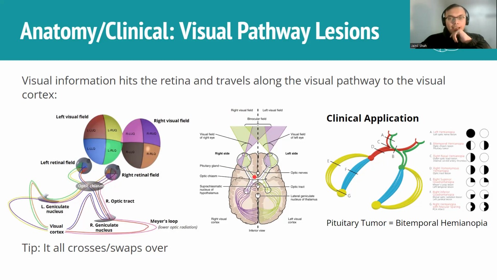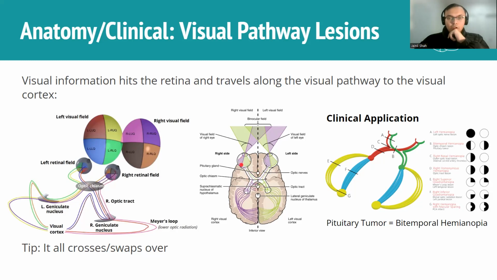But then at the optic chiasm, all the nerves do a switch over, all the medial ones at least, and then they travel back to the lateral geniculate nucleus and to the visual cortex. Now, the main thing to understand here is that it all crosses and swaps over at the optic chiasm.